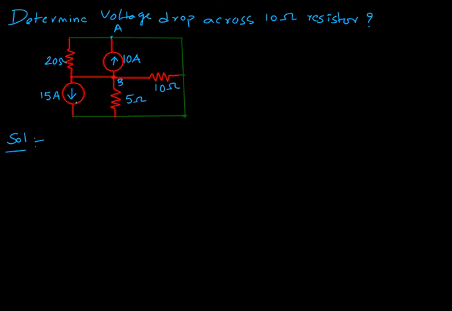In this lecture we want to find out the voltage drop across the 10 ohm resistor, that means between terminal B and this terminal. If we look at it this way, we cannot understand the circuit properly, so we will try to draw this circuit in a different way.